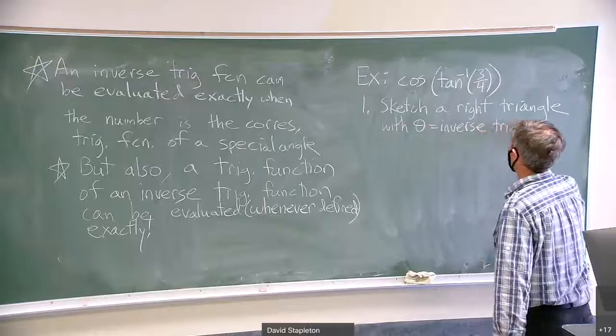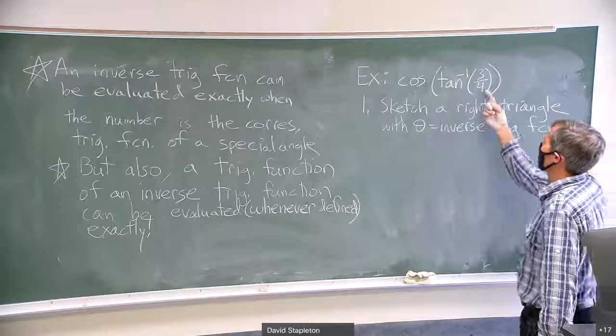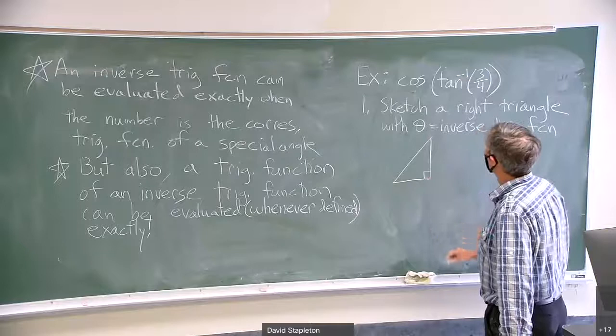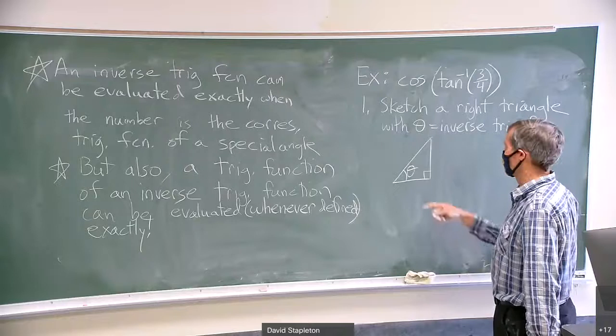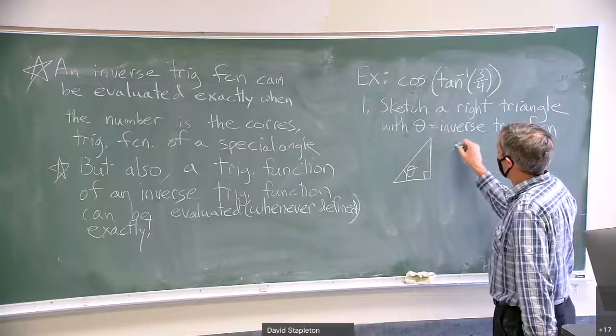FCN for function. So let's do that for this one. Here's the right triangle. You don't have to sketch it accurately. I'll just put theta here. It doesn't matter which acute angle you attach to theta either. You just make a right triangle, put theta at one of these. Now I want theta equal to the inverse tangent of 3/4.